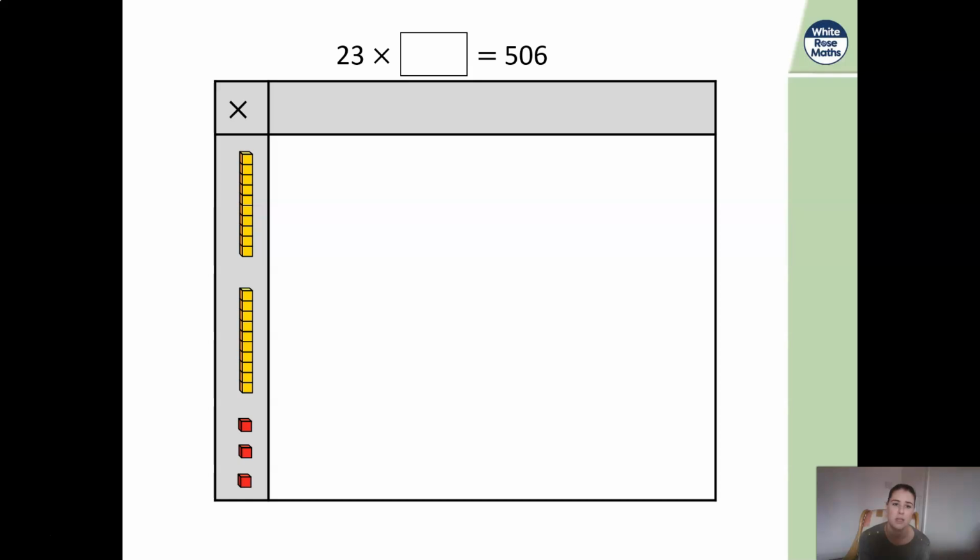So here you can see I've partitioned 23 into 2 lots of 10s and 3. So let's just start off by multiplying it by 10. Okay, so let's do 23 multiplied by 10 and see what answer it gives us.